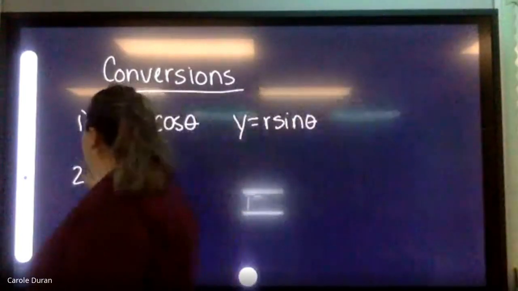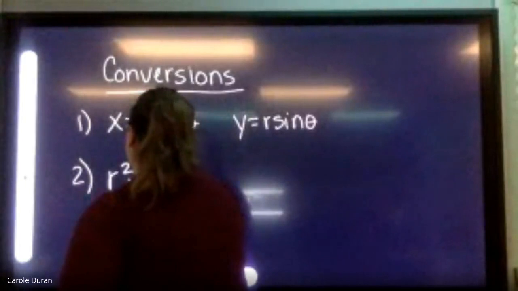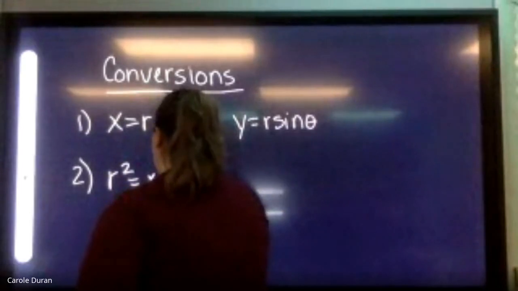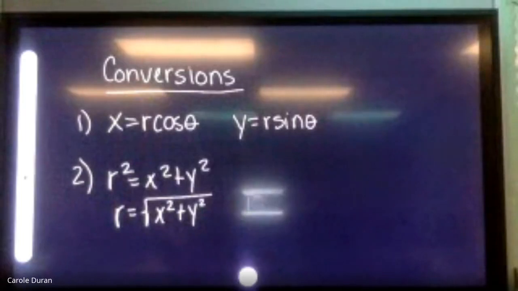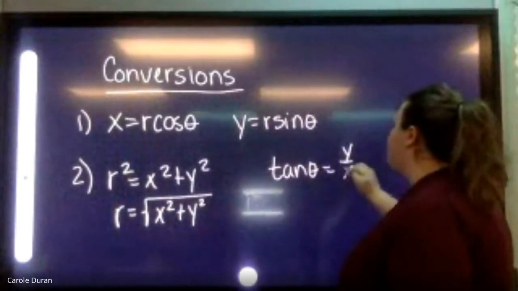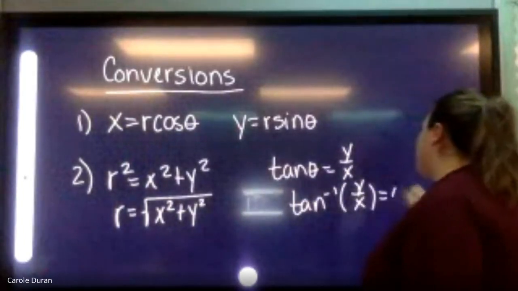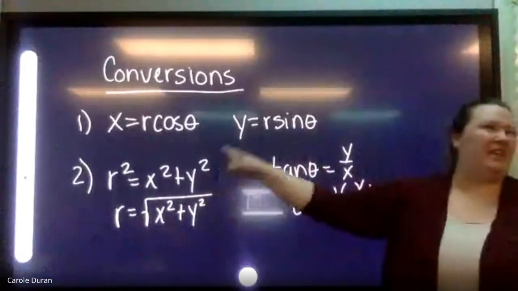The other set of conversions that we're going to need are how to relate the r's and the thetas back to the x's and the y's. The first one is that I know r squared is equal to x squared plus y squared. From that, I get that r is equal to the square root of x squared plus y squared, which is that distance, that magnitude that we've already done. Additionally, I know that tangent of theta is equal to y over x, which means tangent inverse of y over x will give me my thetas. These we've already done, except we used a and b, but it's still the same process.